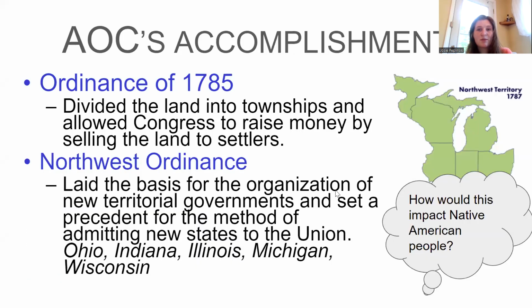So let's go into some of the accomplishments of the Articles of Confederation. It wasn't a complete failure. We've got some good things coming out of it. Both of these are going to be IDs if you're in my class with me. We've got the Ordinance of 1785. This divided land into townships and allowed Congress to raise money by selling land to settlers. So this helped to, as we mentioned, raise funds, even though the federal government could not tax.